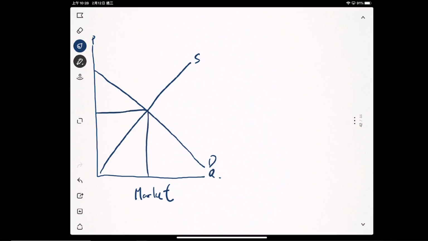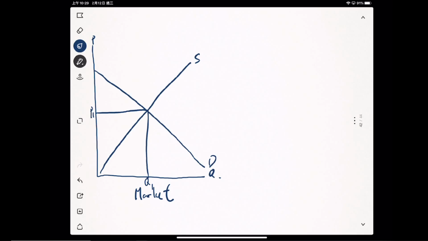Let's call that P1 for the market price, and Q1 for the market quantity. Like I said, because the firms in perfect competition are price takers, and the market has determined the price at P1, all the firms in perfect competition will follow that price. Clear?